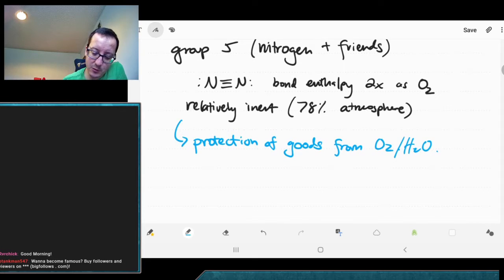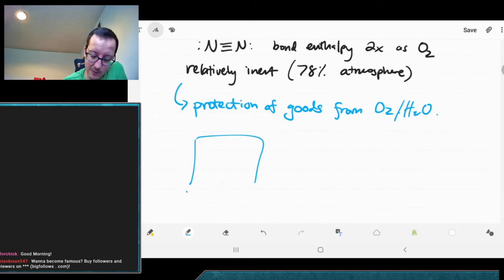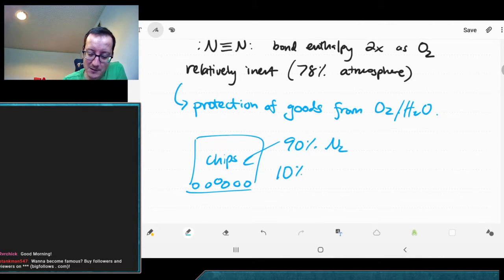So, for example, your Lay's chip bag or whatever, which has like 10% actual chips, you have like 90% nitrogen in there and 10% chips. The nitrogen is there to prevent the chips from going stale, which is what happens when they interact with oxygen or water. Most of that space, you can feel the pressure of the nitrogen gas in there. It's there to protect the chips from getting stale. So that's one of nitrogen's main uses.